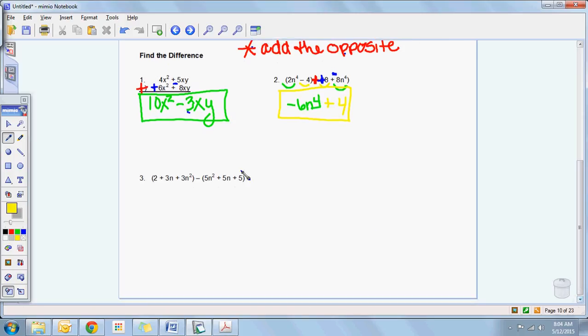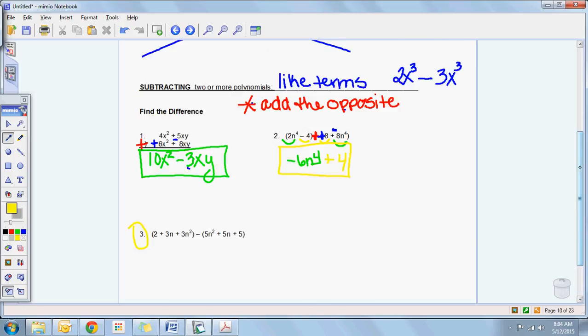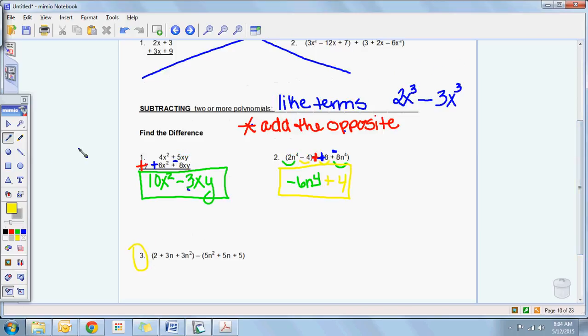I'm going to skip this one and then go through it as a class, and that's all you need. So now it's just getting that practice in for how to subtract polynomials.